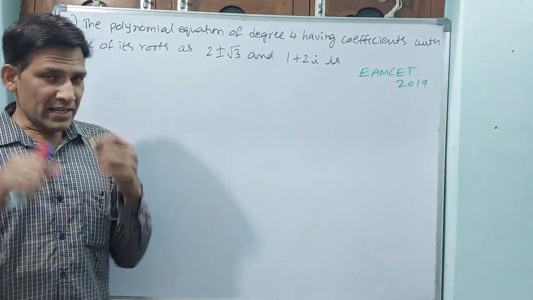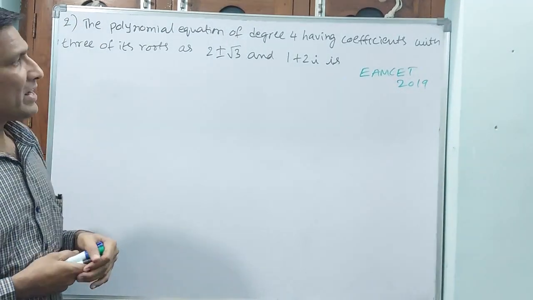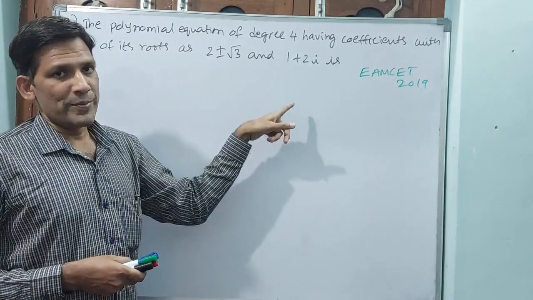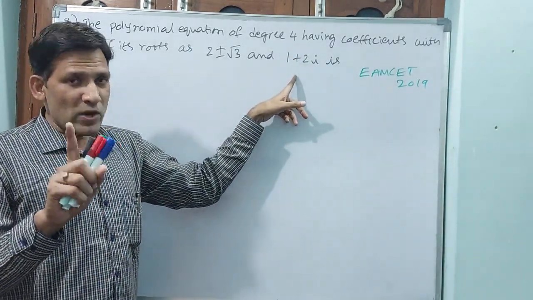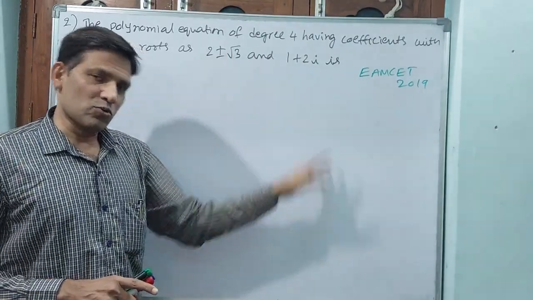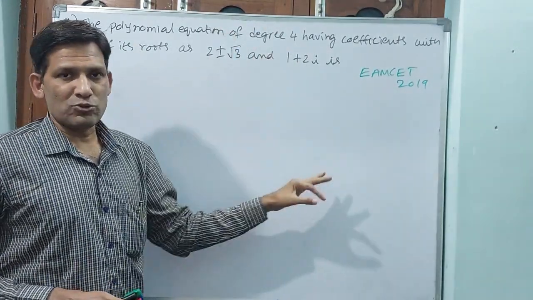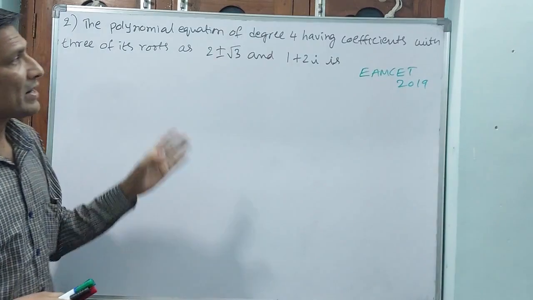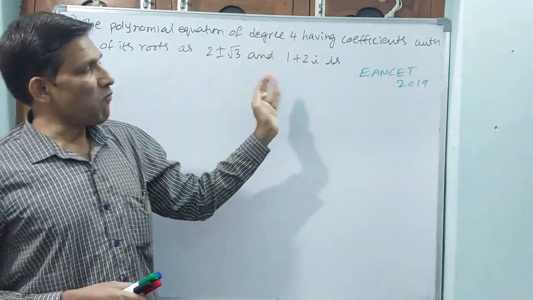And 1 plus 2i. See here, one thing you have to observe logically. Whenever a complex number comes as a root, only 1 plus 2i will not come. 1 plus or minus 2i will come. That means 1 plus 2i and 1 minus 2i you can directly take as roots. That means they have directly given 4 roots. That's all.